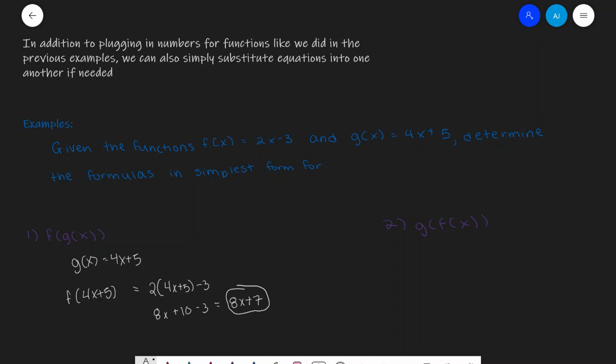Now try this problem on your own, where we're trying to find g of f of x. Pause the video and then come back once you have solved it or if you need help.